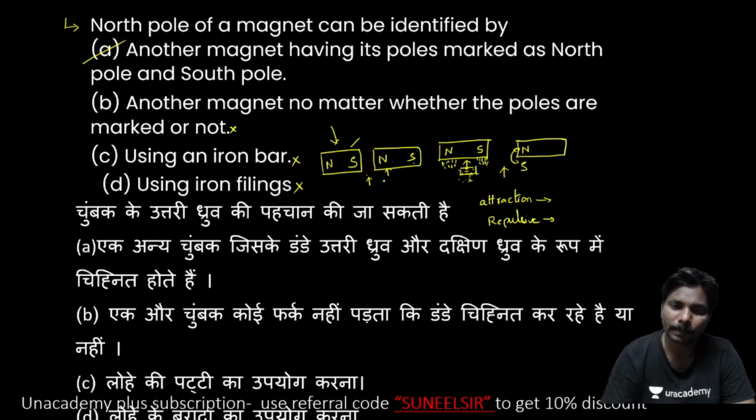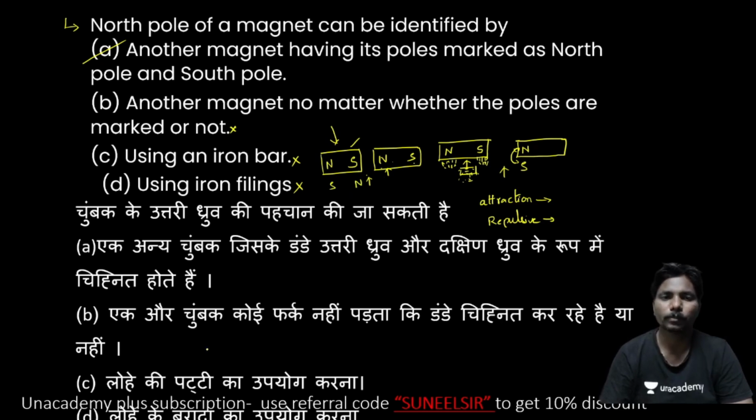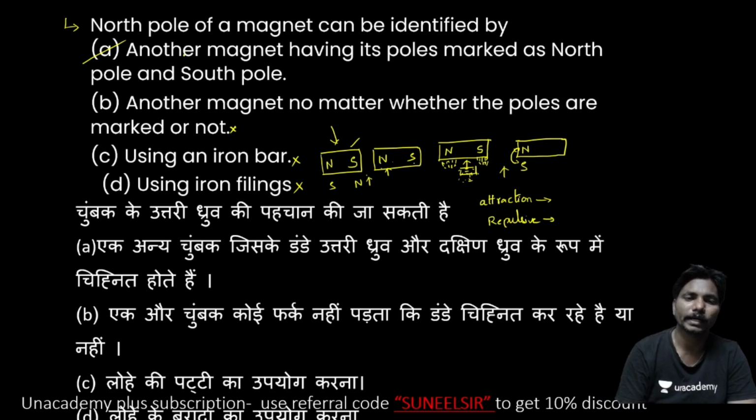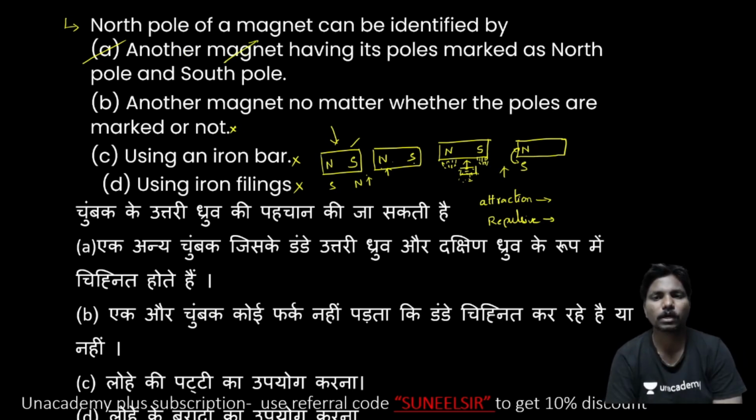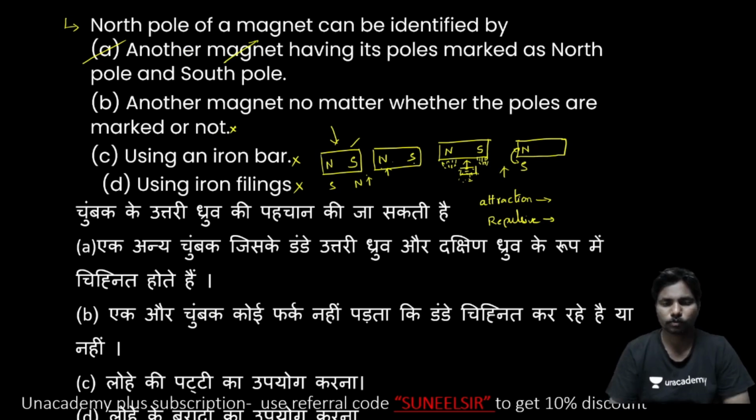If you are getting a repulsive force, then here N means here also N, and here S means here also S. So you can identify the poles. We can identify the poles if we have any other magnet with its poles marked as north and south. So the answer is option A. Coming to the next one.